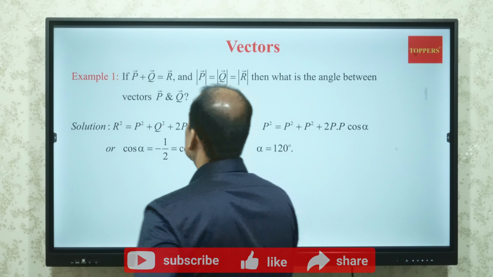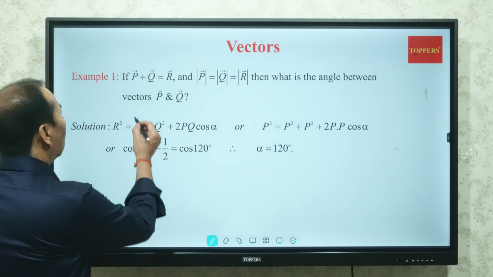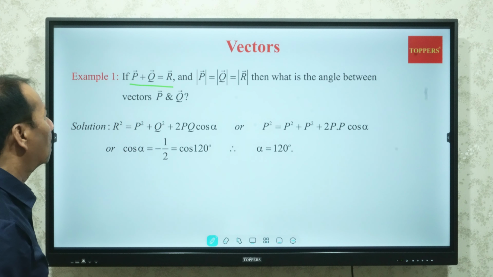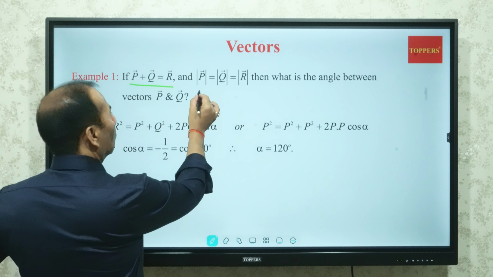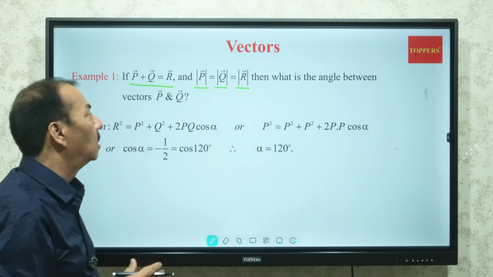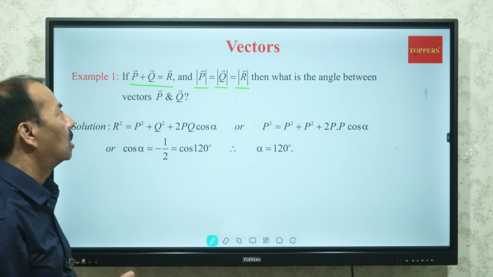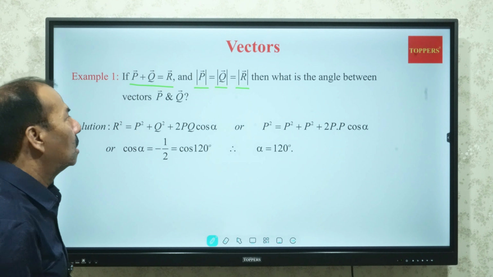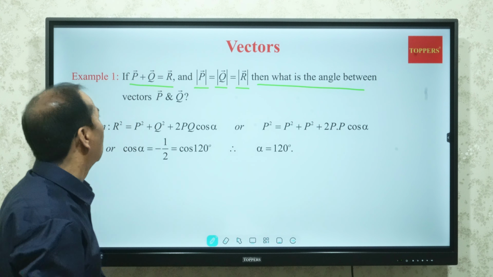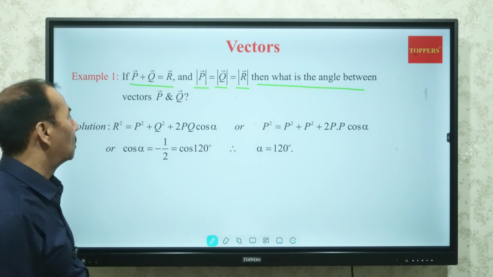So if you see the first example, we have vector p plus vector q equal to vector r, and the magnitudes of vectors p, q and r are the same, that is, mod of p is equal to mod of q is equal to mod of r. Then what is the angle between vectors p and q? So we have to find the angle between the vectors p as well as q.